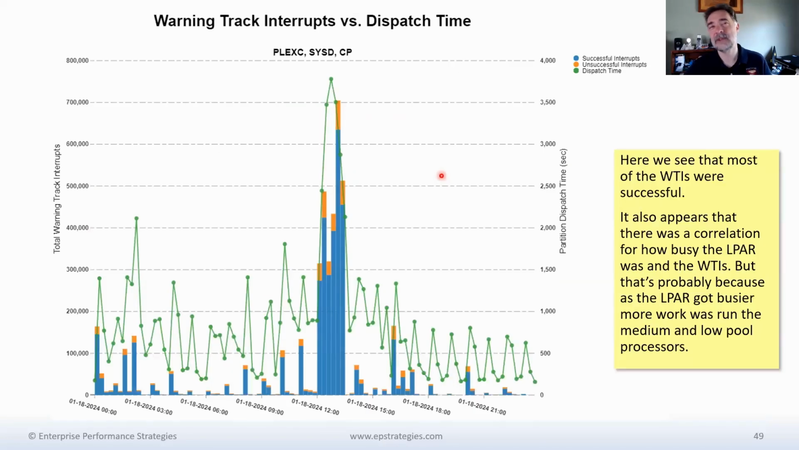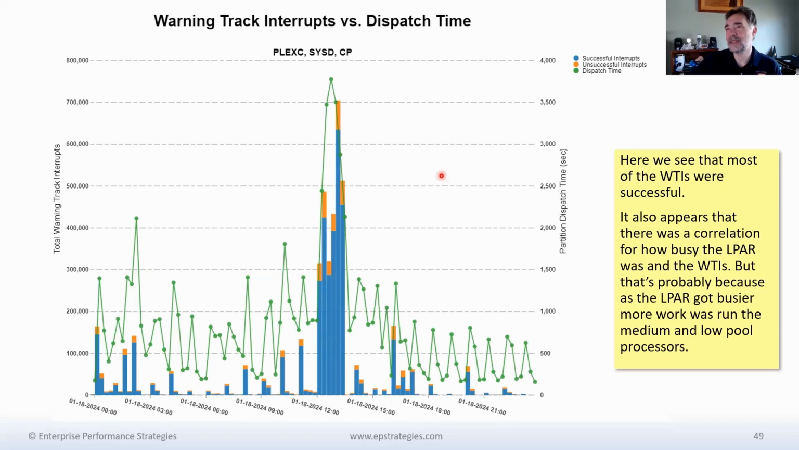To be honest with you, there are three measurements for warning track interrupts in the SMF data. And I don't think I'd ever looked at them until I was doing this analysis for this presentation. I got interested and said, let's take a look at them. And so here's a graph.